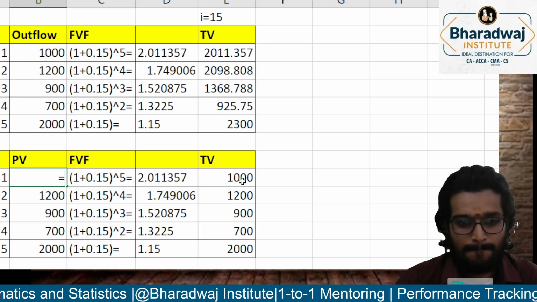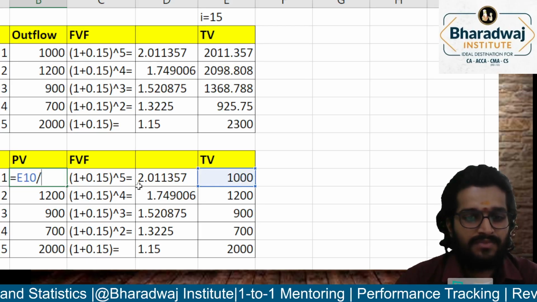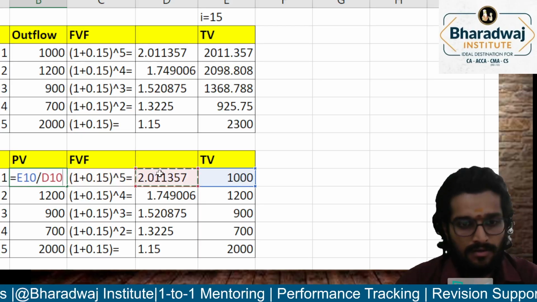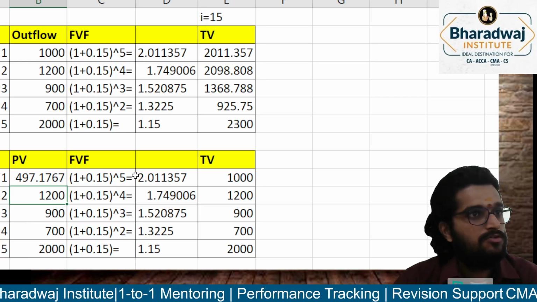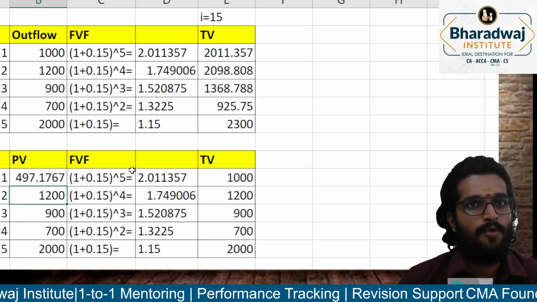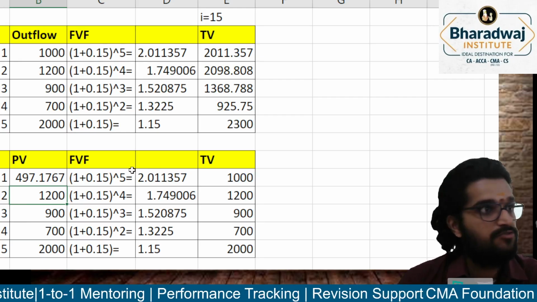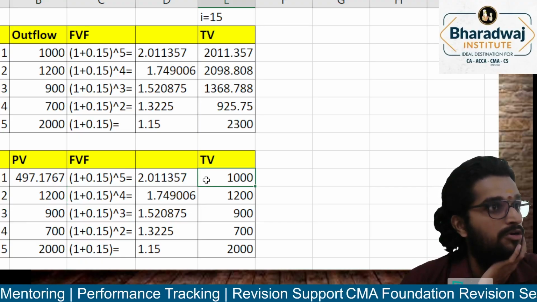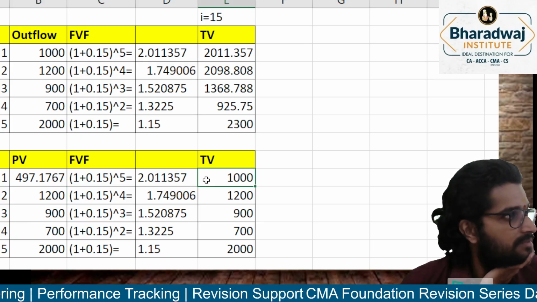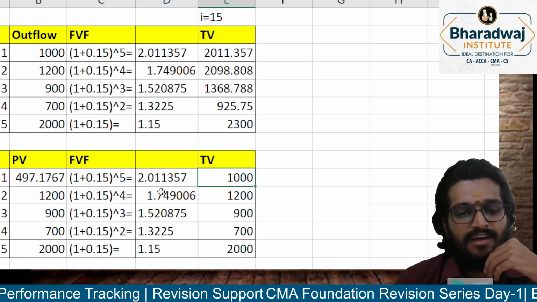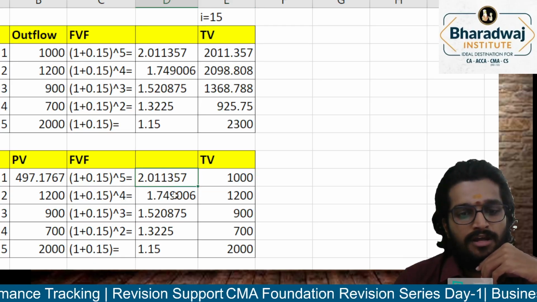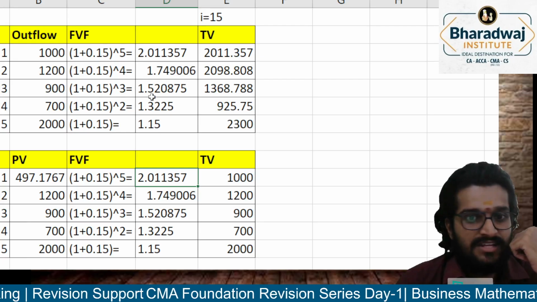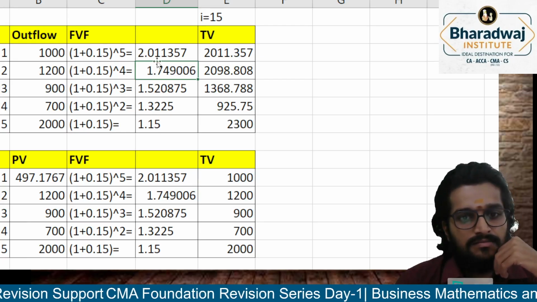Equal to divided by this thing or this thing. So, if you invest 497.17 at 15% for 5 years, you will get 1000 at the end of 5th year. Clear? This 1 divided by, I have calculated this 1 divided by 2.011, right? That is what I call present value factor, whereas this is future value factor. Clear?